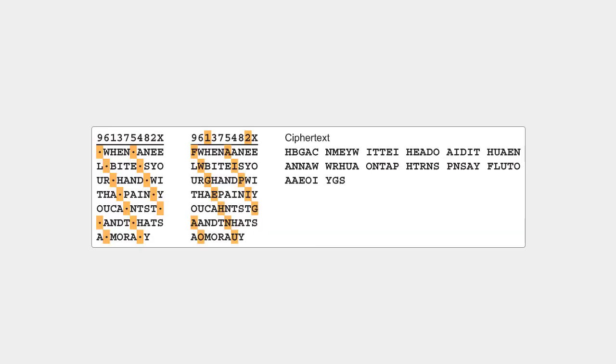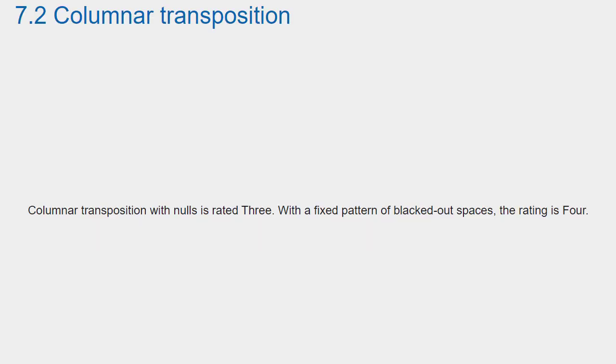Another way to use blacked-out squares is to fill them with nulls. The nulls should be chosen so they form uncommon letter pairs on both sides to make matching the columns harder for Emily. It is better to use common letters rather than rare letters, which might easily be recognized as nulls. Here is an example. Columnar transposition with nulls is rated 3. With a fixed pattern of blacked-out spaces, the rating is 4.